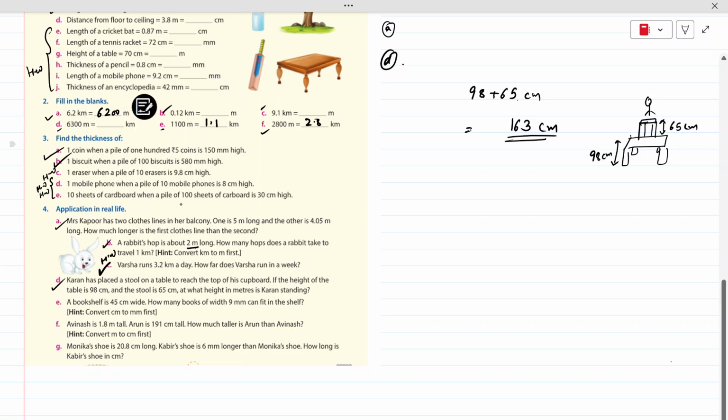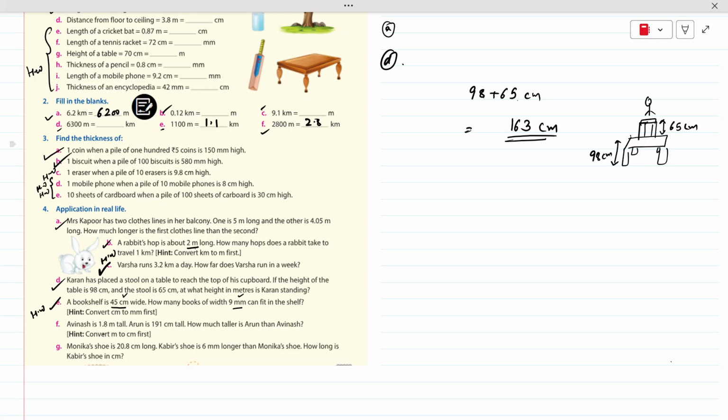Okay, easy. Next, a bookshelf is 45 centimeters wide. How many books of width 9 millimeters can fit in the shelf? So kids, see here, the width of the bookshelf is in centimeters, but the width of a book given to us is in millimeters. So we have to make the units the same. We have to convert these centimeters into millimeters first, and then simple division, right? So homework, very easy.